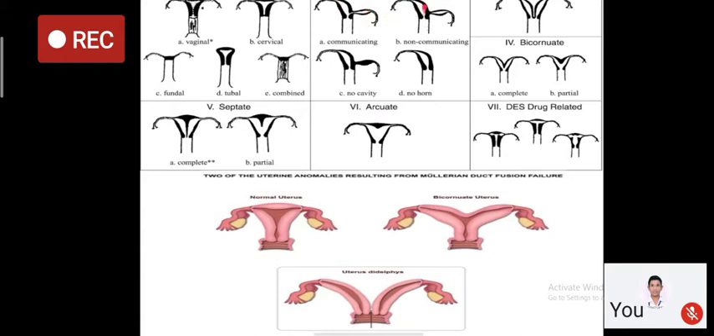Another is non-communicating. Here you can see in the second picture, 2B, there is complete non-communication. Here a sperm can come by transmigration. So it could lead to a non-communicating horn pregnancy that could lead to the rupture of this non-communicating horn, especially in second trimester cases. No cavity.